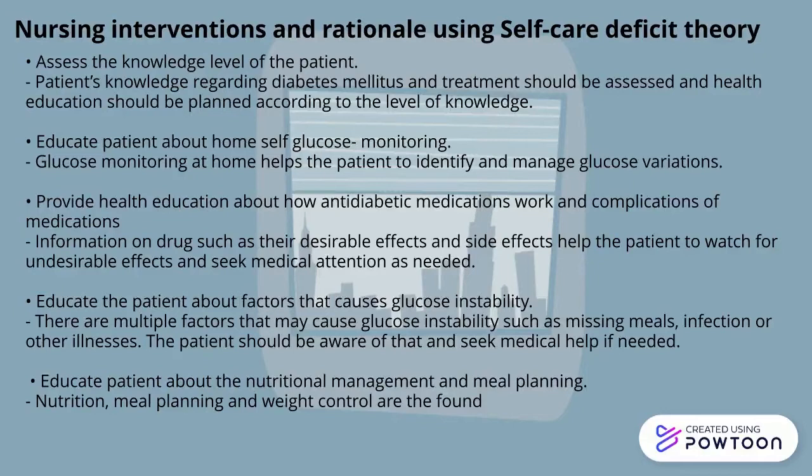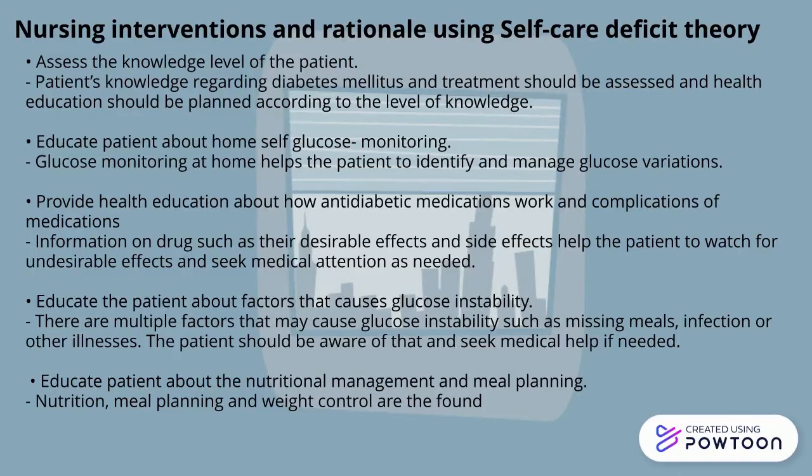Assess the knowledge level of the patient. Patient's knowledge regarding diabetes mellitus and treatment should be assessed, and health education should be planned according to the level of knowledge. Educate patient about home self-glucose monitoring. Glucose monitoring at home helps the patient to identify and manage glucose variations.